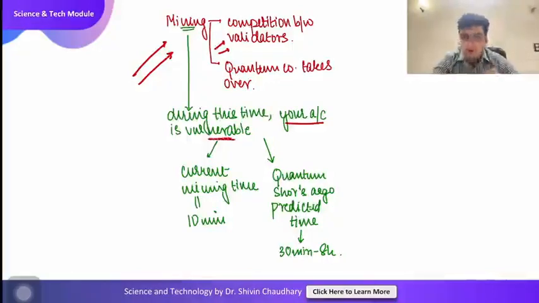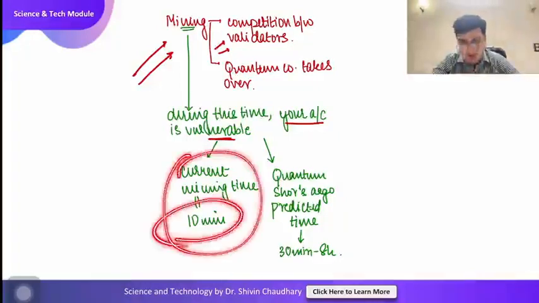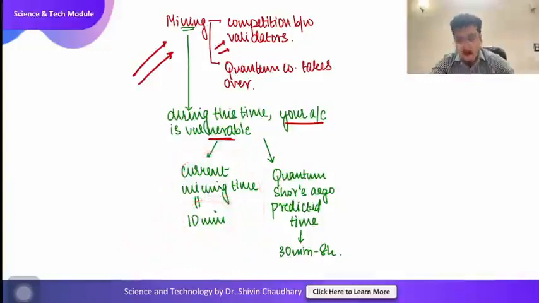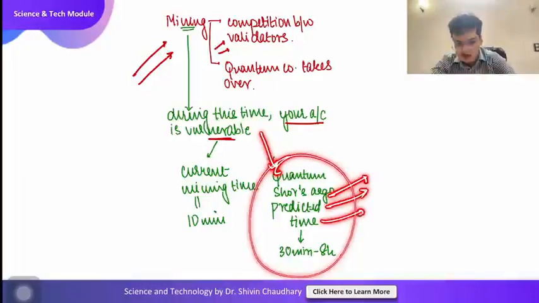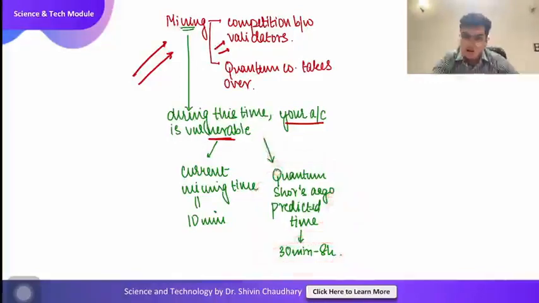Now, there is a quantum computer, but the current mining time of many transactions is 10 minutes. This is the maximum mining time, and the predicted time that the quantum computer at this stage, however fast we have it, would take is 30 minutes to 8 hours to crack this public to private key. So right now cryptocurrency is safe.